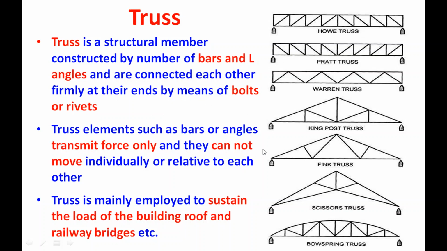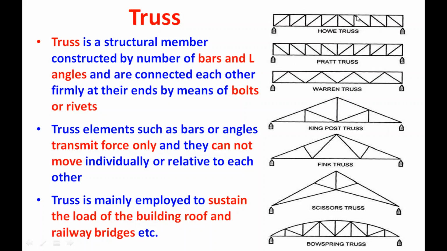So these can transmit only forces and cannot move individually or relative to each other. This is one assumption made here. So the truss members will not have any relative motion between them. The truss is mainly employed to sustain the load of building roofs or railway bridges. The various types of trusses are shown in this picture.